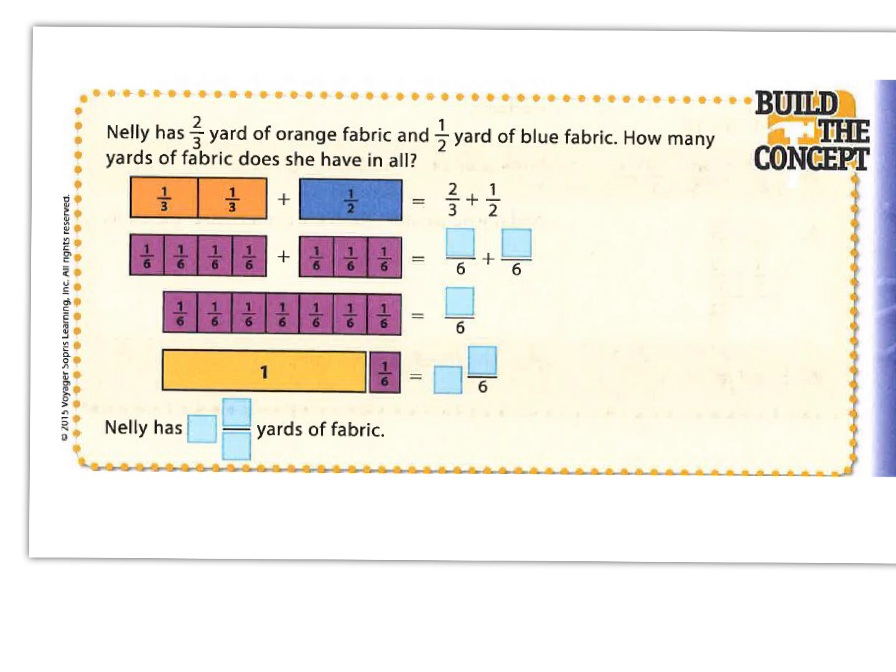So we can see that 2/3 is the same as 1, 2, 3, 4 sixths. So you write a 4 right there. And then 1/2 is the same as 1, 2, 3 sixths. So we write 3/6 there. So then total it is 1, 2, 3, 4, 5, 6, 7 sixths. Well, remember, 6/6 equals 1 whole, because 6 over 6 is 1. And then you have 1/6 left over, so 1 whole and 1/6. So Nellie has 1 and 1/6 yards of fabric.